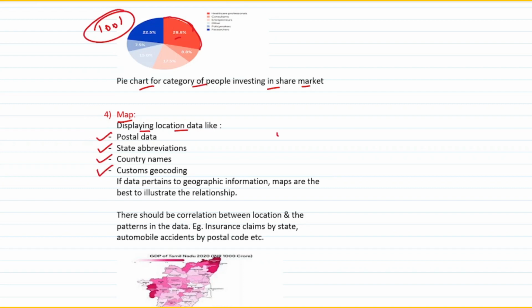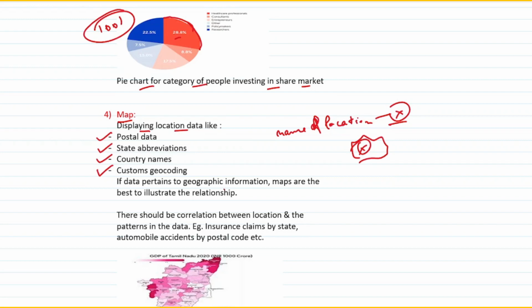For example, there is a name of a location, and say there is a map. For example, this is a map. If the name of the location is, say, X, and you have to locate this X over here, then whatever the actual location on the map and whatever the name, if you are able to link or correlate them, that is called custom geocoding, right? So basically, a map helps you display location data like postal data, state abbreviations, country names, and custom geocoding.